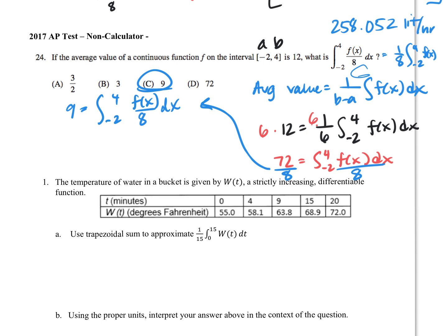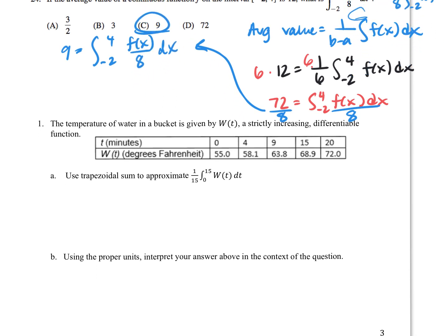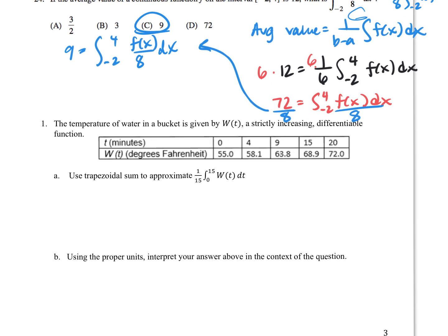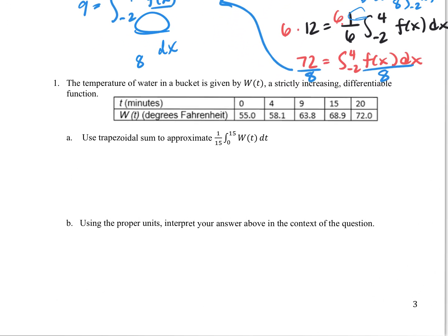Here's what they're going to ask the most. It says, use a trapezoidal sum to approximate, and then they change things up a little bit from what we're used to doing with trapezoidal sums. Check this out. A trapezoidal sum we've used to estimate an area from 0 to 15. We just need to divide our answer by 15.